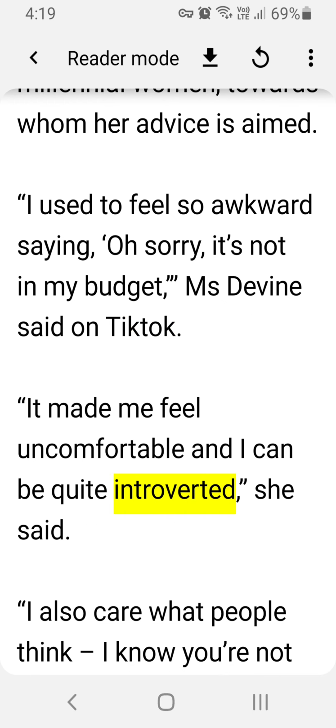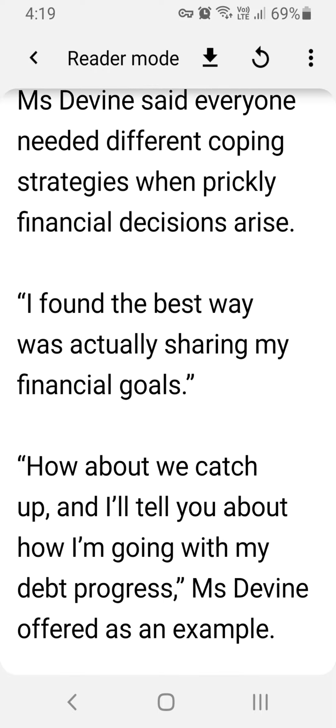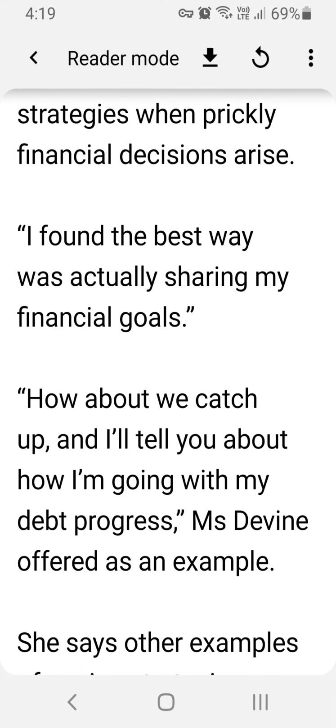It made me feel uncomfortable and I can be quite introverted, she said. I also care what people think. I know you're not meant to, but I do. Ms. Devine said everyone needed different coping strategies when prickly financial decisions arise. I found the best way was actually sharing my financial goals.